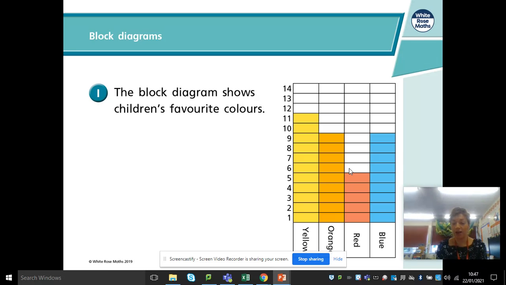So instead of a picture representing a number, this time we're turning the information, the data we've collected, into a graph. And as you can see here, each block represents one person. So this shows favourite colours. So we can see that 11 people have yellow as a favourite colour because we've got 1, 2, 3, 4, 5, 6, 7, 8, 9, 10, 11 blocks coloured. And you can also look at how many like orange, how many like red, and how many like blue.